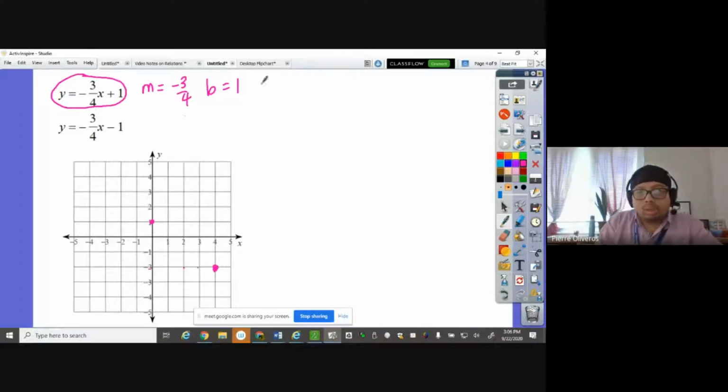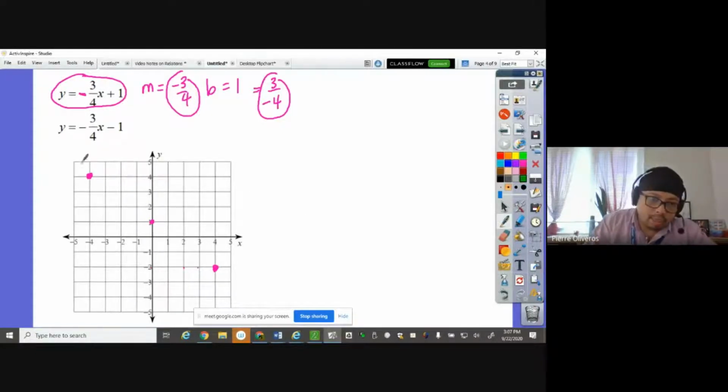You can also make this one positive 3 over negative 4. I know that the negative is in the middle. It doesn't mean it goes for both of them. It can only go to one of them. So if they are the same, I can go up 3: 1, 2, 3. The negative 4 tells you to go left 4: 1, 2, 3, 4. If you notice, the three pink points, if I connect them, they'll make a straight line.